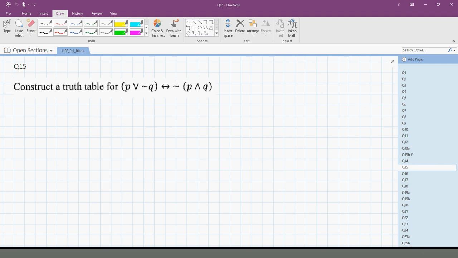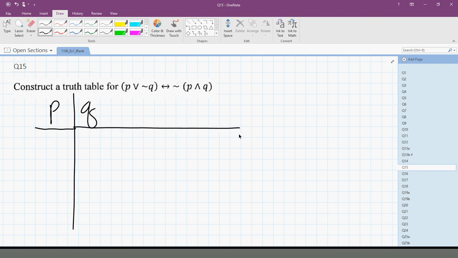We're definitely over halfway through now. How many statements do we have? You're thinking too hard. How many statements do we have? P and Q, so it's only two. There's only two statements, so it's P, Q. So you got to get that set up first. So it goes what again? True, true, false, false. True, false, true, false, true, false.